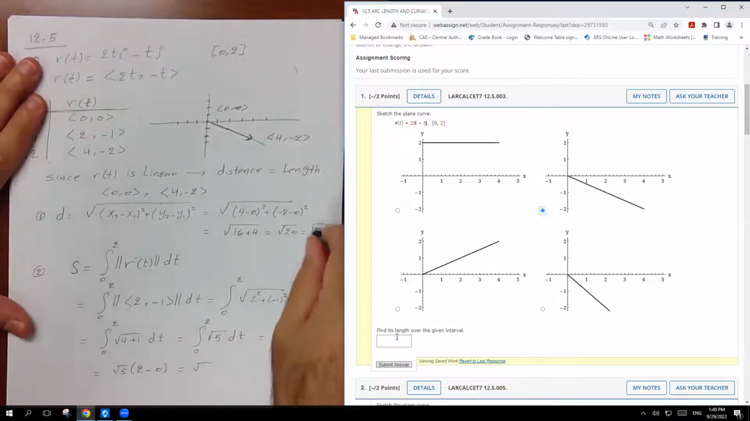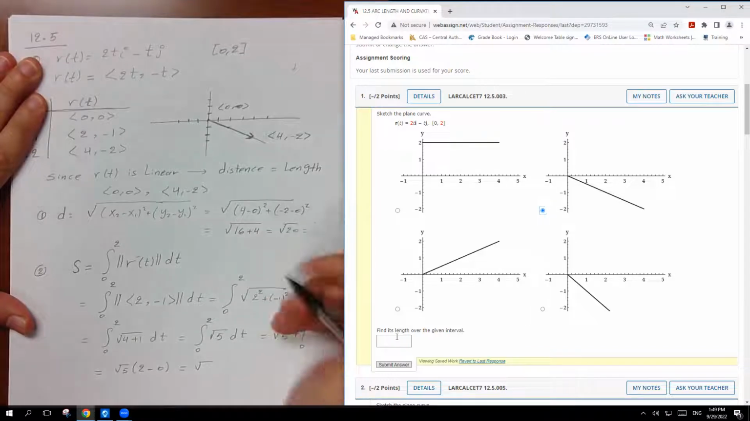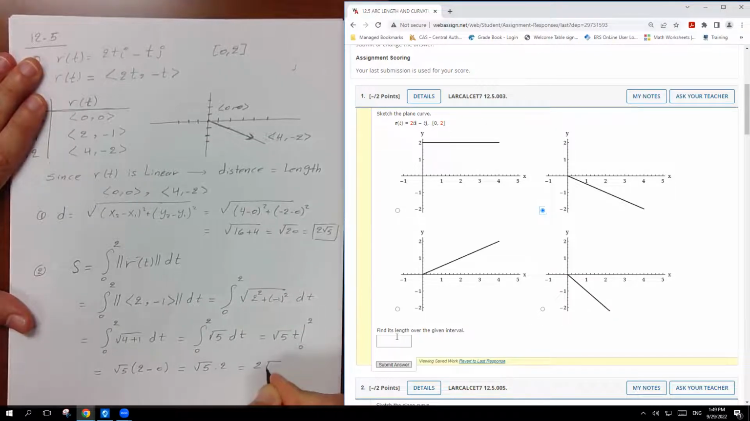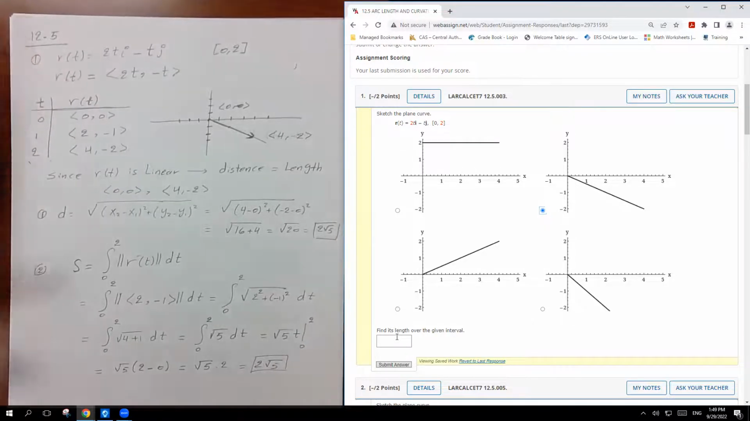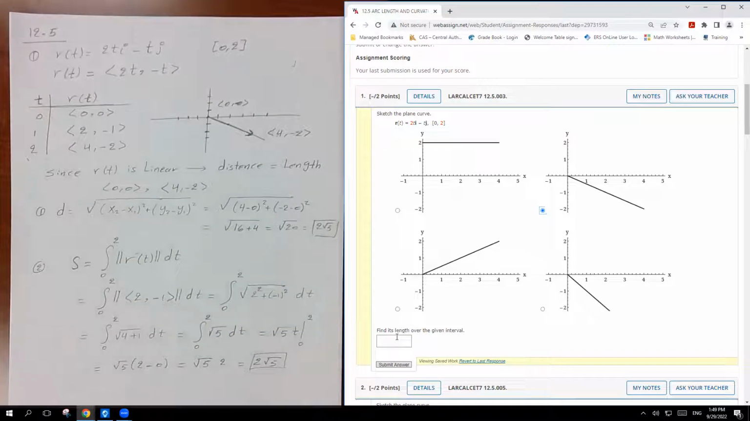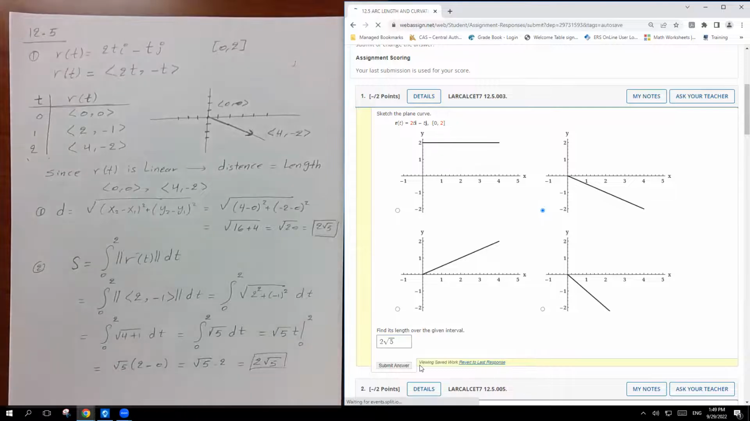Oh, here, I did something wrong here, because it's 2 square root of 5. So here is going to be 5 times 2, equal 2 square root of 5. So here is the distance, which is exactly the same distance we got from the first one. And with this example, because it's linear, that's why we can use the distance rule. So here, the length is going to be 2 square root of 5. Let's submit the answer. That's it for this example.